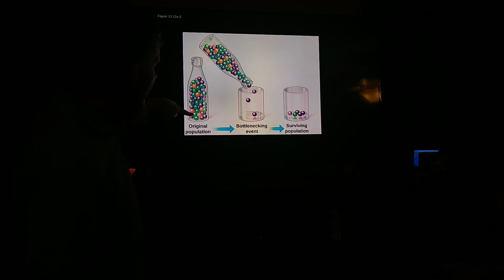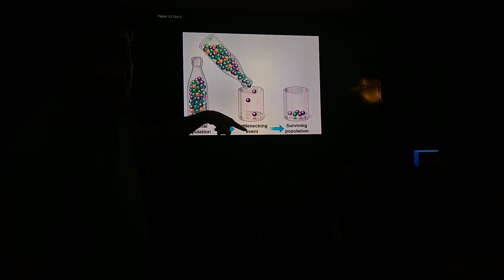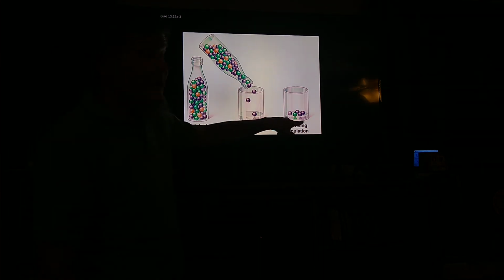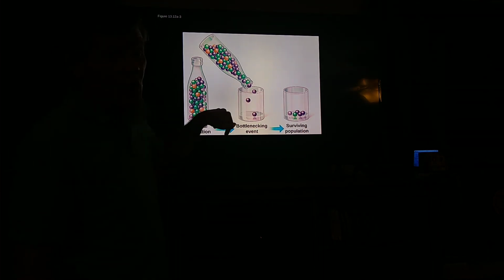And if you notice over here, we had a relatively even distribution of green and purple. But now, because of this random bottleneck event, a bunch of individuals died for some reason. We don't have a good reason why. Only a few survived. No more oranges at all.